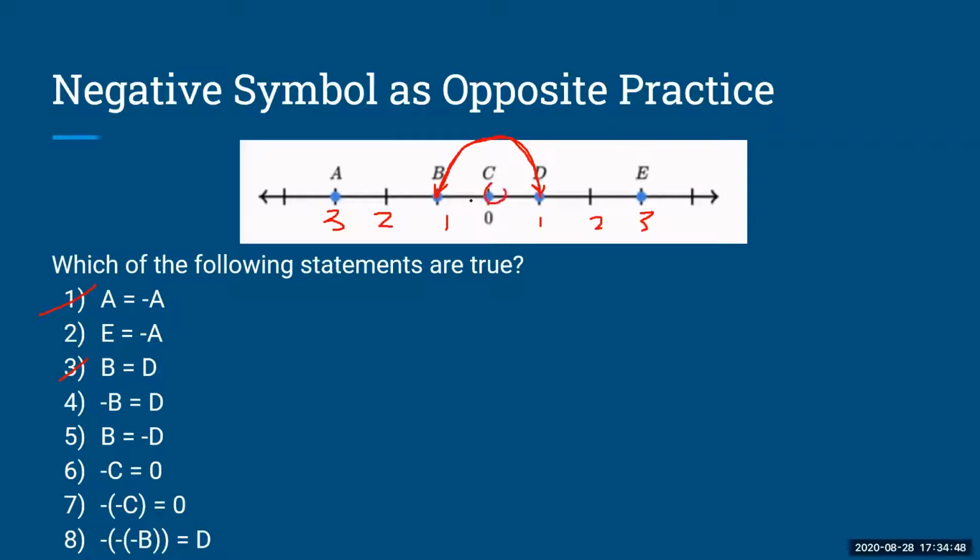Negative C equals 0. That is indeed true. This is a terrible exercise, by the way. I got this from Khan Academy. I don't know why they made you do this. Obviously, negative C equals 0.